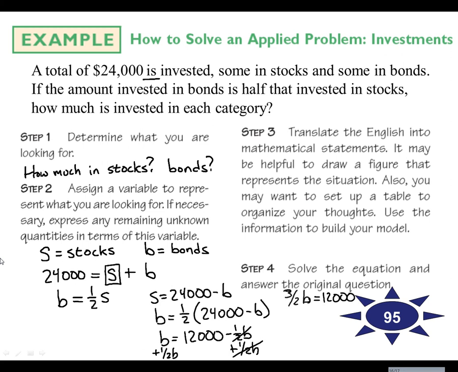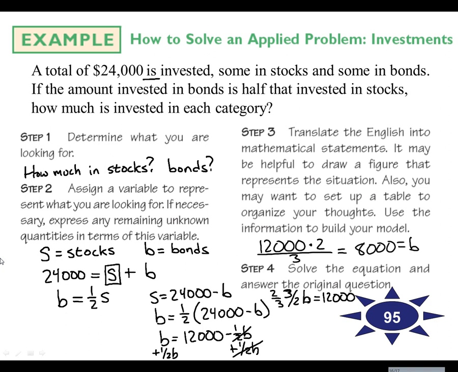3 over 2 b. To get rid of the 3 over 2, we're going to multiply by 2 over 3. So 12,000, running out of space here, 12,000 times 2 all over 3. And we know, what's 12 times 2? That's 24. 24 divided by 3 is 8 with 3 zeros. That's how much you put into bonds.